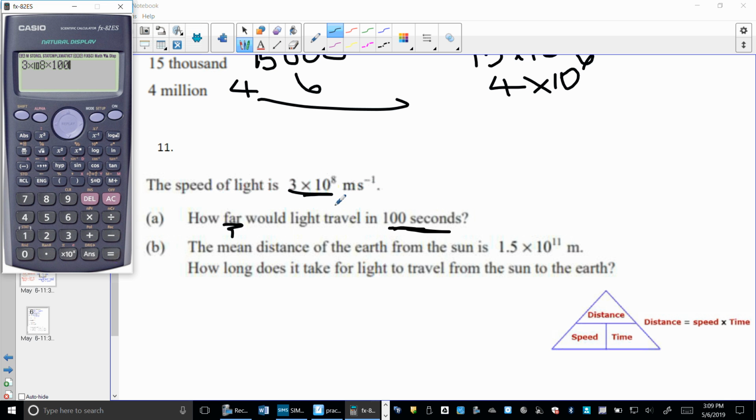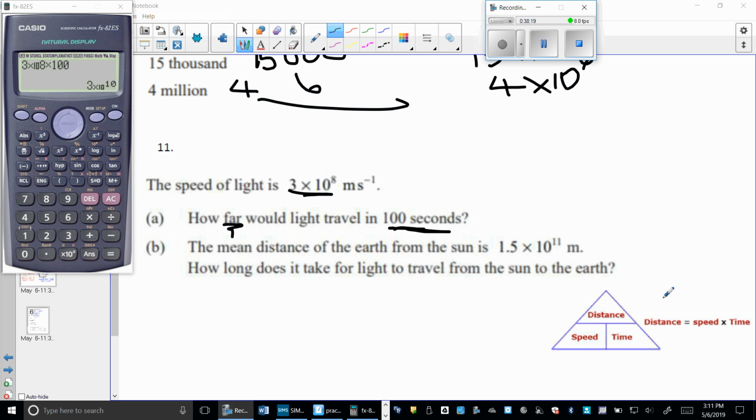So our speed multiplied by our time. It says here distance is speed multiplied by time. Press equals. There's your answer. The next part says the mean distance of the Earth from the Sun is blah blah. How long does it take for light to travel from the Sun to the Earth?